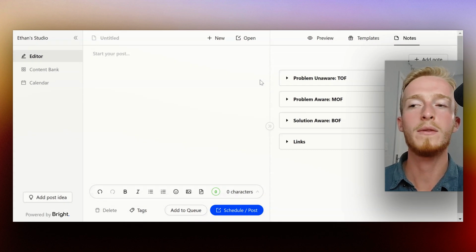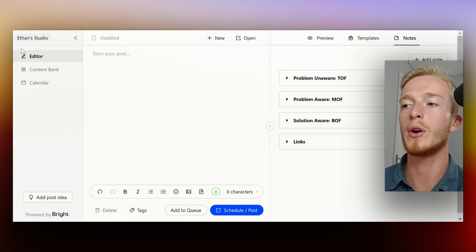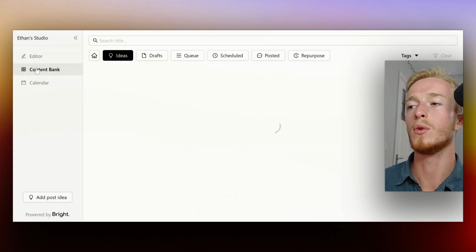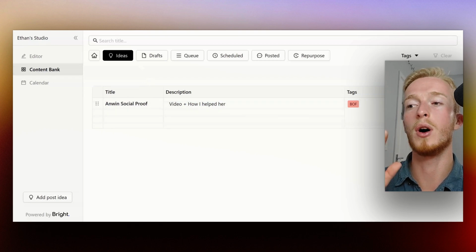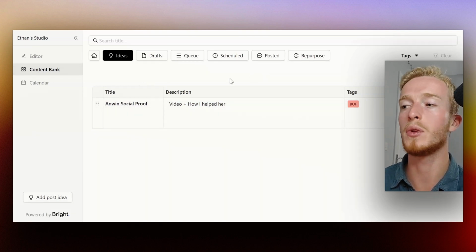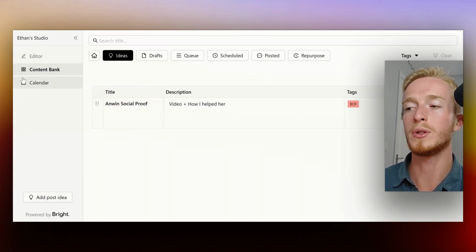So what we've got here is a few things, right? We've got an editor for when we're creating content. We've also got a content bank where you can put ideas, drafts, and so on and so forth, and even put tags there. You've also got a calendar.